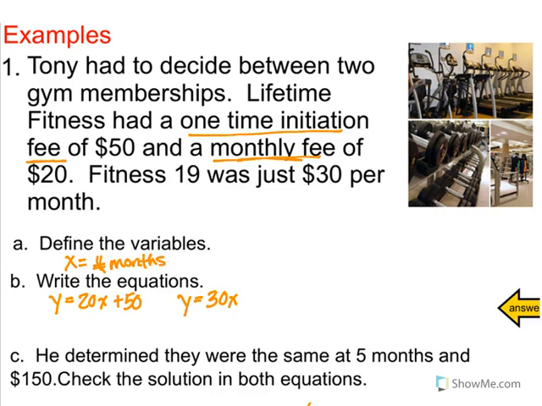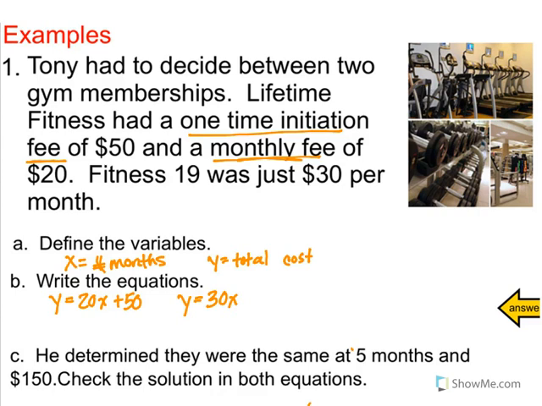And then if x is the number of months, right, $20 times the number of months plus another $50, that would give me my total cost. So y would have to be total cost. So make sure that whatever variables you put there make sense in that problem.